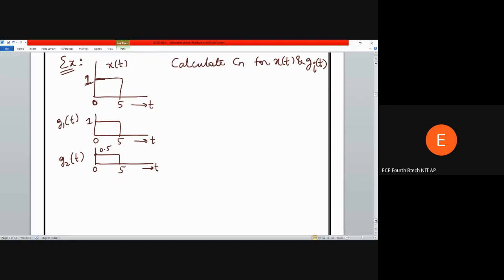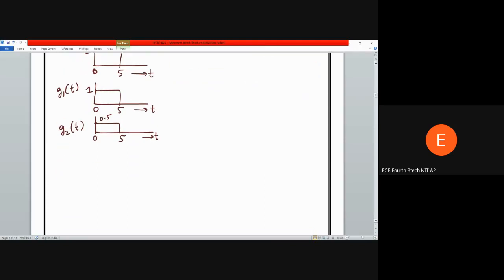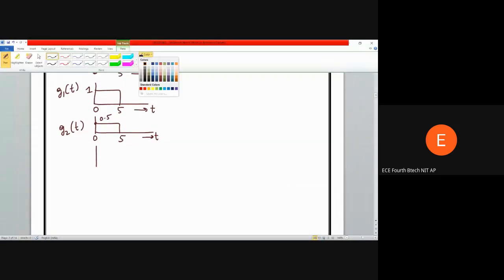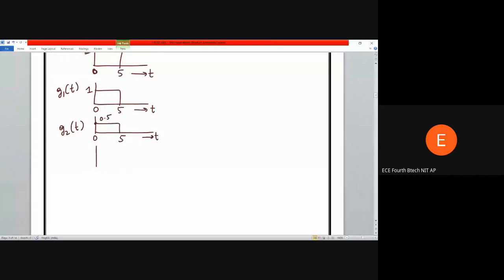Let me go down. I'll try to define the third one. The third one will be something like this. This is t, and I'll be having something like this. Of course, this is 5, but this is -1. So let this be g3 of t. I also want to have g4 of t. We'll try to see how the signal x of t is similar to these.